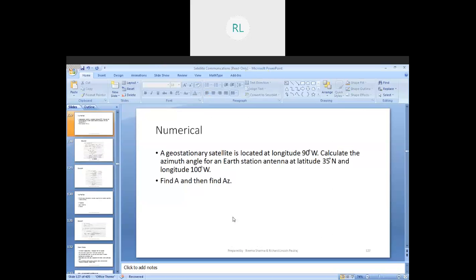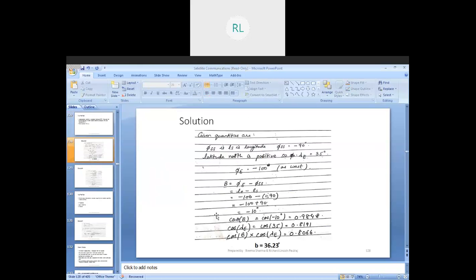So you can have a problem like this. Of course we will be looking into this problem in detail in the next class. I will just give you a glimpse of what we are going to solve in the upcoming class. We have a geostationary satellite which is about 90 degrees west. Keep in mind, when it is west you'll have to put a minus, when it is south you have to put a minus. Find A and azimuth angle. All these are asked.